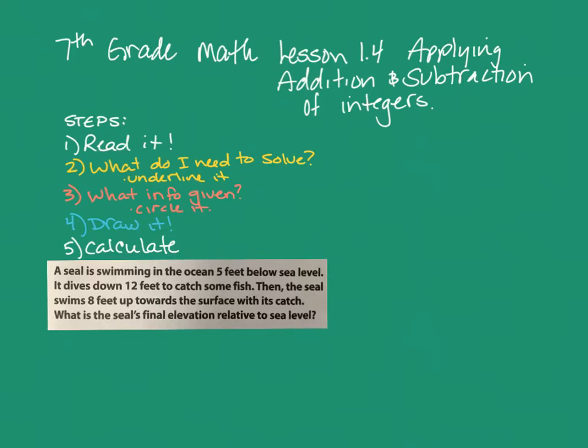A seal is swimming in the ocean 5 feet below sea level. It dives down 12 feet to catch some fish. And then the seal swims 8 feet up toward the surface with its catch. What is the seal's final elevation relative to sea level?